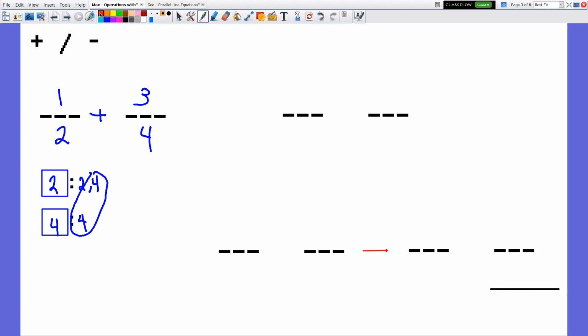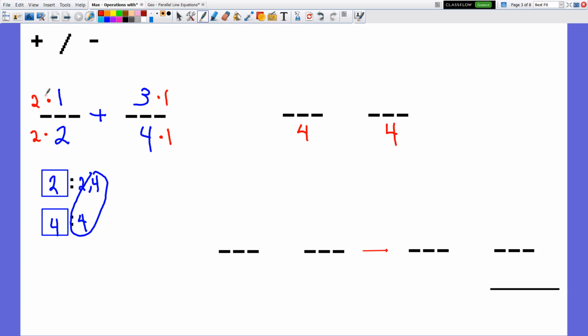This is typically where you've been making a mistake. So you're counting by 2s. How many 2s did you count? 2. Whatever you do to the bottom, you do to the top. And what do we count by 4s? Well, we only did 1, so that's going to stay the same. We know our common denominator is going to be 4.